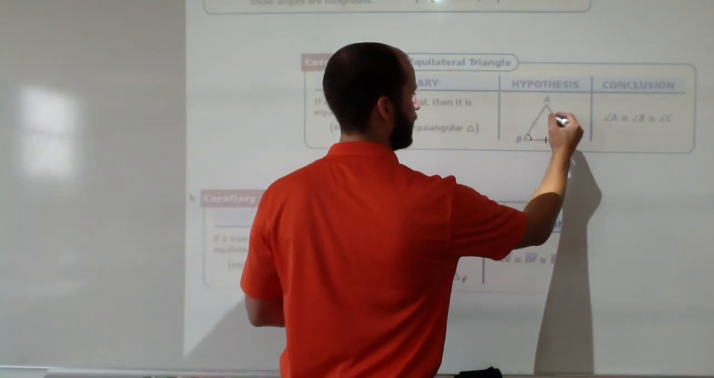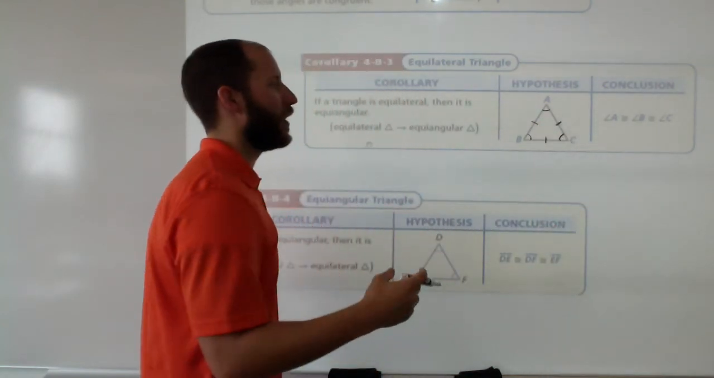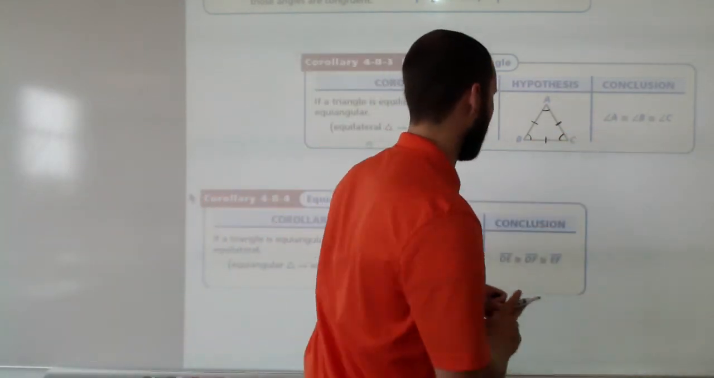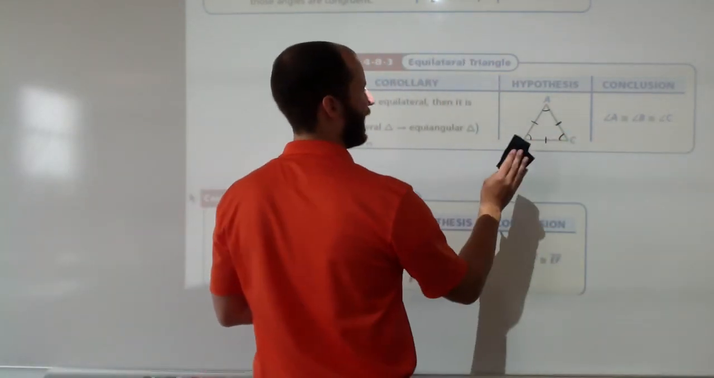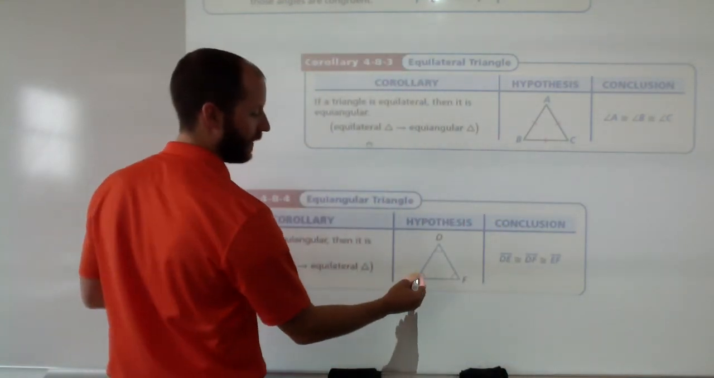We have angle B congruent to angle A. Well, by some substitution, once you have all those, you have all three angles congruent to each other. You have an equiangular triangle. So that's by the isosceles triangle theorem. And it works down here as well.